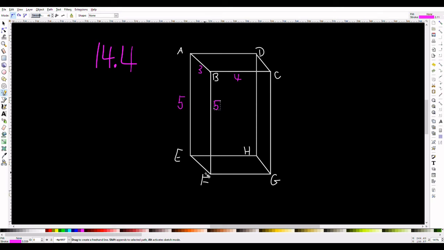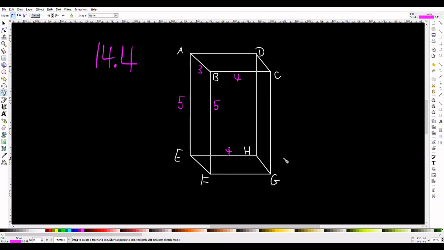EH, similarly, is a parallelogram. EH, similarly, is parallel to AD. And so they have the same length. But you notice we're not given either of their lengths. Instead, we have to realize that AD is also parallel and of the same length as BC. So AD is 4 and EH is 4.